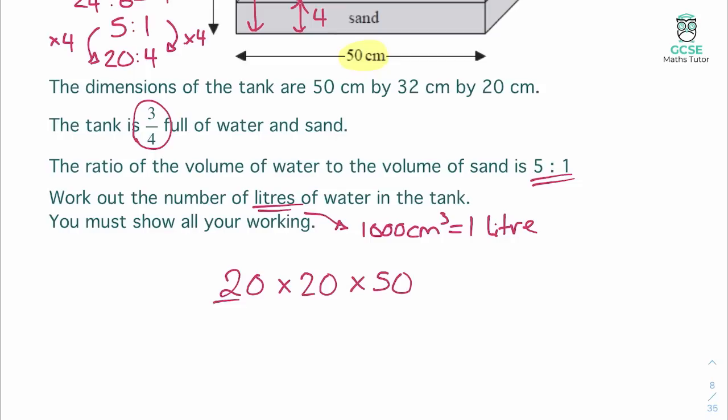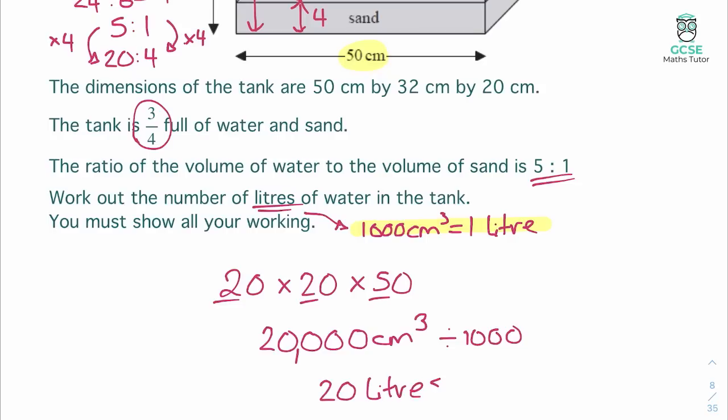So 2 times 2 times 5 is 4 times 5, which is 20. And then 3 zeros, so 1, 2, 3. So that's 20,000 centimetres cubed. To turn that into litres, there's 1,000 centimetres cubed in every litre. So we want to divide that by 1,000, and that would be 3 jumps in, so that would be 20 litres. So our answer is 20 litres.